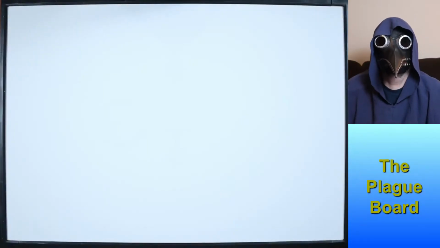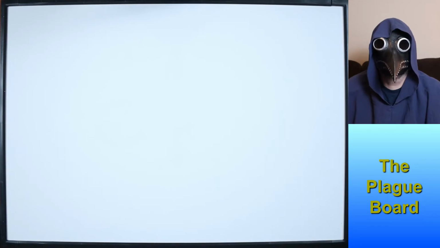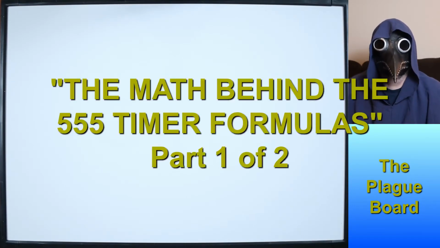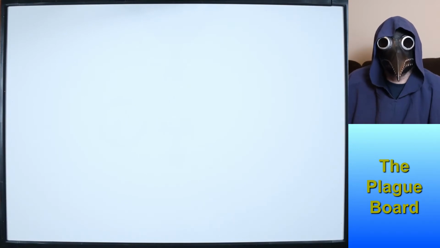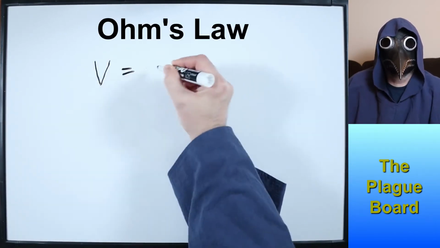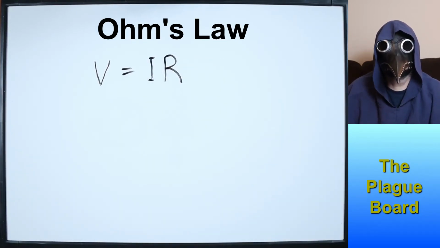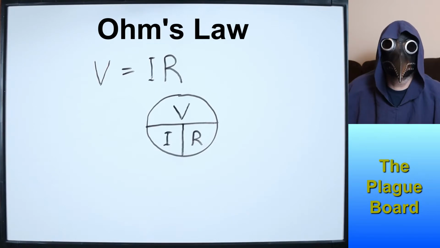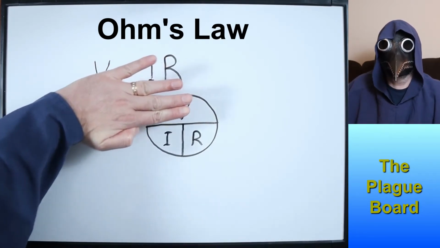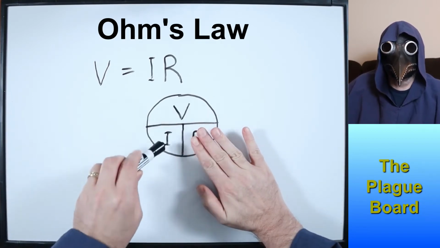So, before we get started, there are some fundamental mathematical relationships that anyone involved with electronics should be familiar with. You should be familiar with Ohm's law, which states that the current through a conductor between 2 points is directly proportional to the voltage across the 2 points. The basic formula for Ohm's law is V equals IR, with V being voltage, I is current, and R is resistance. I like to draw it in a circle like this. If you're looking for voltage, it's I times R. Current is V divided by R, and resistance is V divided by I.